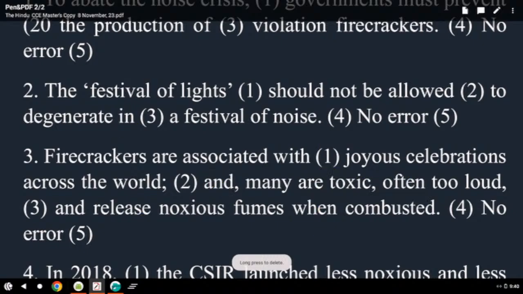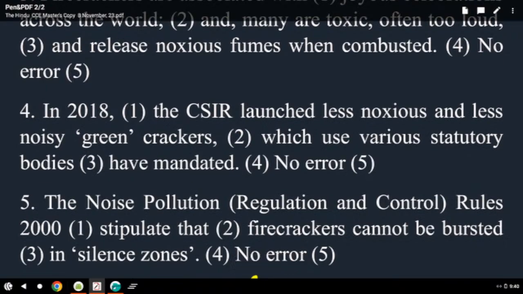In 2018, the CSIR launched less noxious and less noisy green crackers, which use various statutory bodies have mandated. Where is the error? How many of you say there's an error in the third part? What is wrong? Is it which or whose? Please change which to whose. Whose use various statutory bodies have mandated. What is the relative pronoun here? Whose, not which.